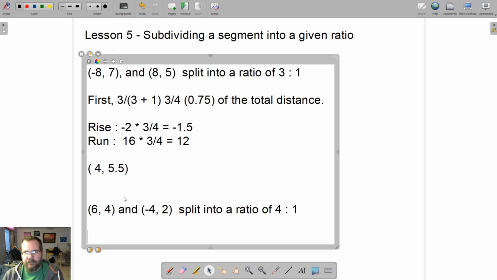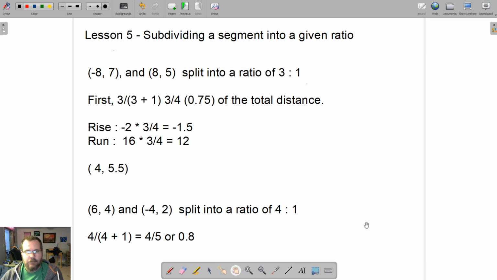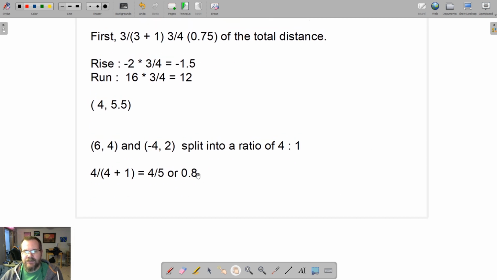So first, again, I want to find out what the fraction is for the larger piece. So the fraction of the larger piece is going to be 4 divided by 4 plus 1, which is 4 divided by 5, which is 4/5, or 0.8, depending on how you want to do it. So now I know I've got 0.8 for the larger section.